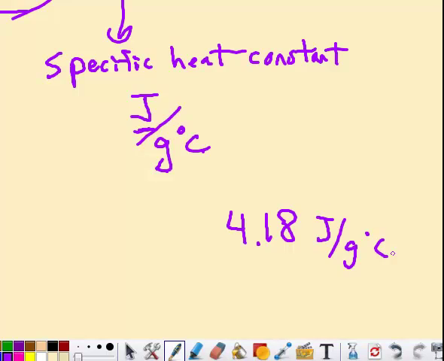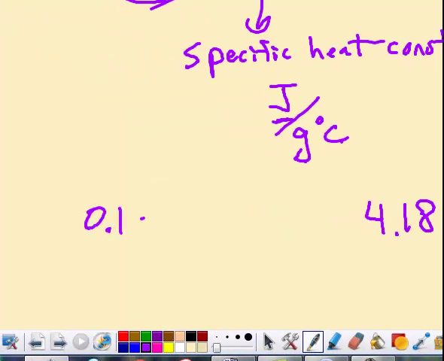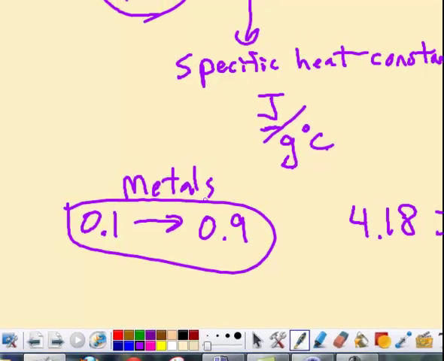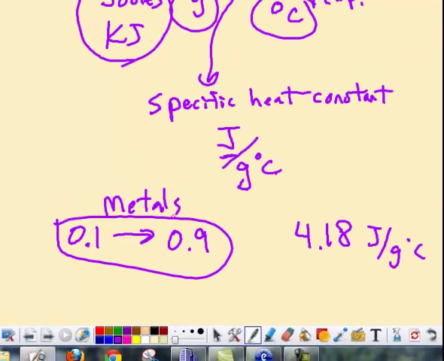For most metals, it's something around 0.1 up to maybe 1, or aluminum's 0.9. So this is a range of metals. Somewhere in there, usually, most metals are found. So you can see if you have a metal it has a low specific heat, and what that translates into in our calculations is you don't need as many joules, or you don't need as much heat in order to change the temperature.